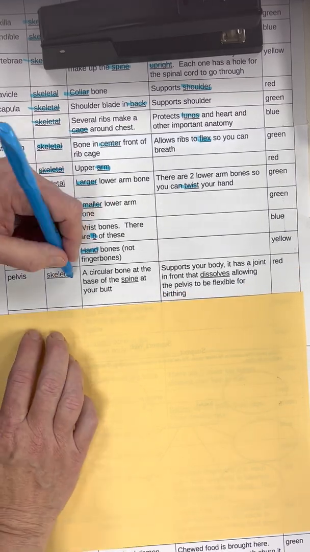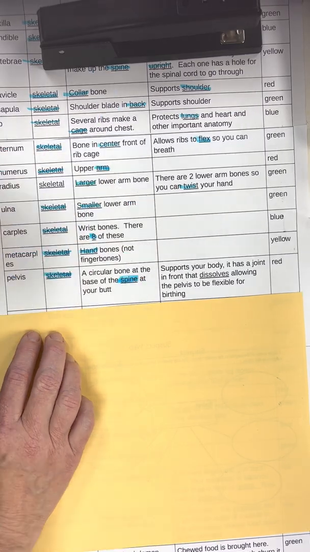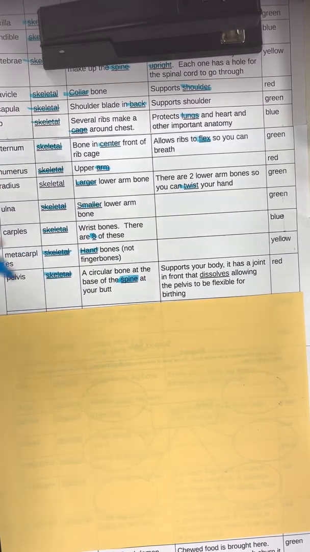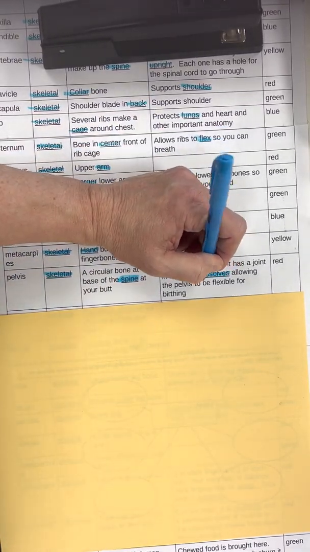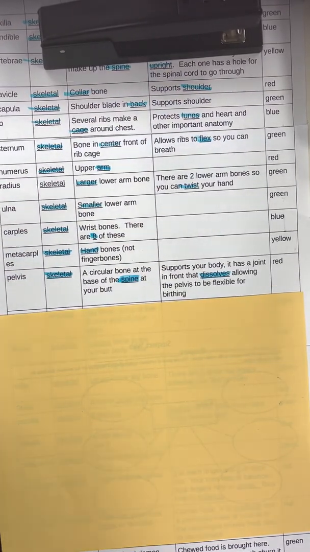Pelvis, skeletal, a circular bone that is at the base of your spine. That's your butt. It supports your body. It has a joint in front that dissolves, allowing the pelvis to be more flexible for birthing. That would only obviously happen in females.